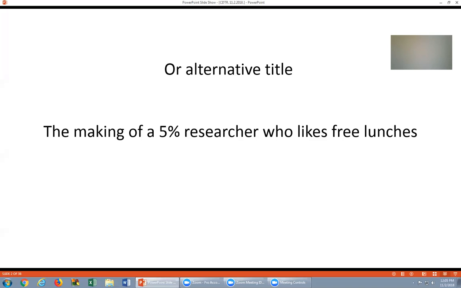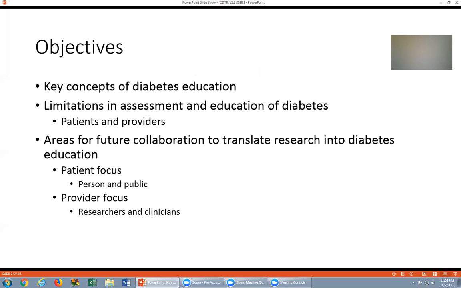So I think that's an important concept, because it's always hard when I'm talking to researchers to explain to them, I don't have the time, because my time commitment is towards clinical experience. But I also like free lunches. And I think that is what got me from the 1% to the 5%. And we'll talk about that just a little bit.